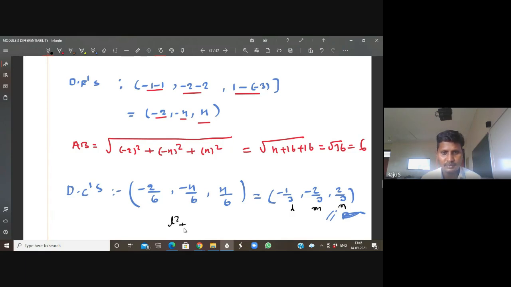L square plus M square plus N square is always equal to 1. You can check it once. Direction cosines can be denoted by L, M, N. When you're squaring and adding, surely you are going to get 1. 1 square plus 2 square plus 2 square, 1 plus 4 plus 4, 9. By 3 square, 9. 9 by 9, 1. Got it, students? So this is the answer, direction ratios from A to B.